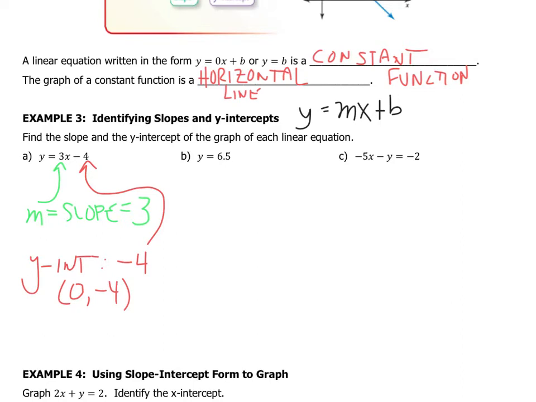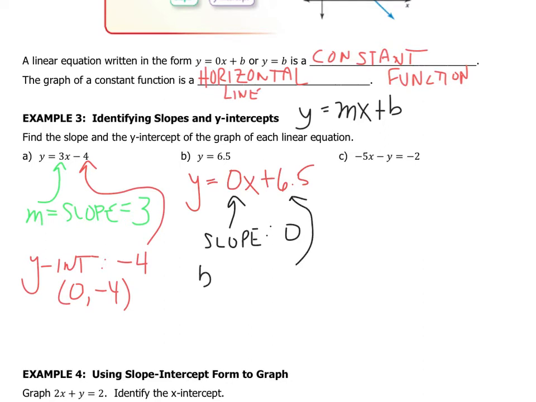This is one of those constant functions. So what is the number in front of the x? Well, really, I could rewrite this as y equals 0x plus 6.5. The slope is not 6.5. The slope is actually the 0, which we said would be the slope of a horizontal line. The y-intercept, which is here the plus b, that's your y-intercept, and it's at 6.5, or (0, 6.5).